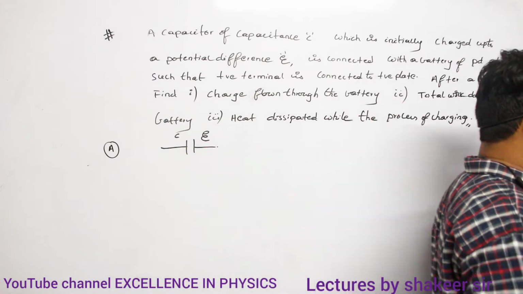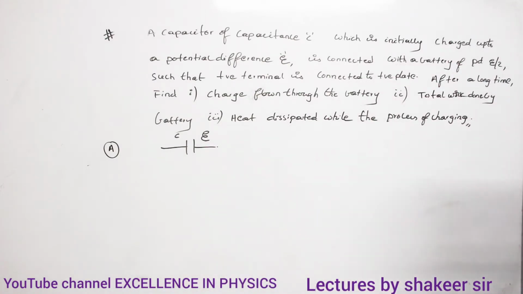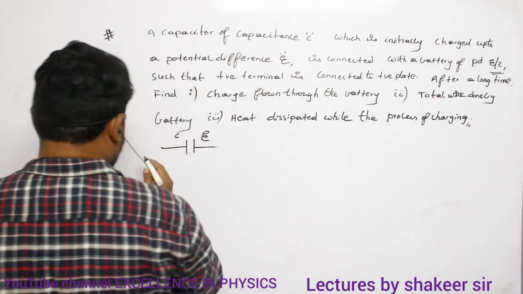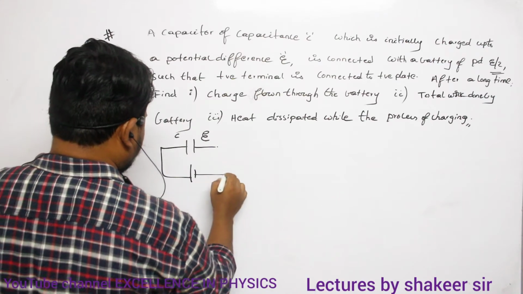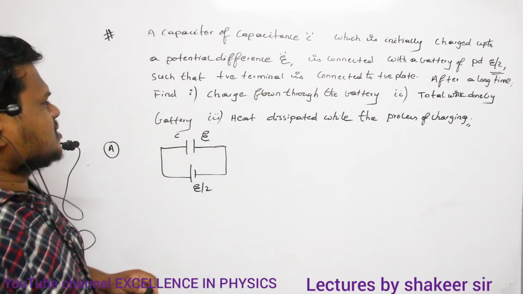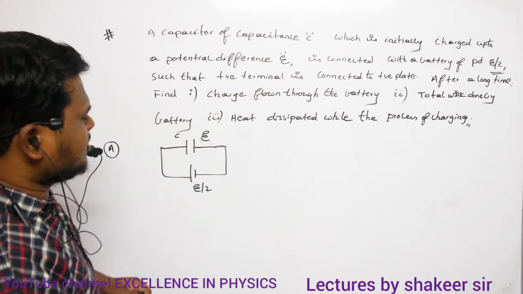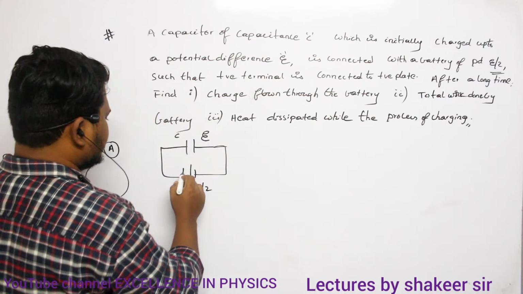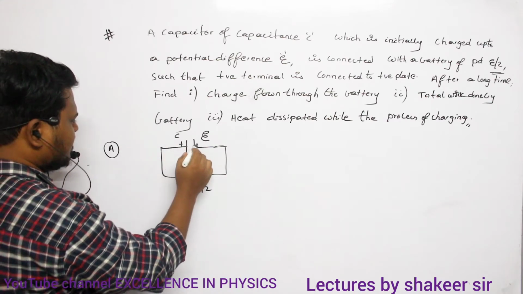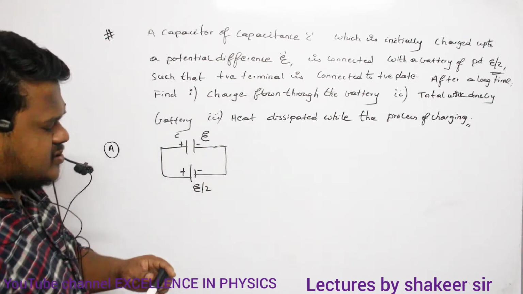Now what we are doing, this charged capacitor, we are connecting to a battery of potential difference E by 2. Clear? So the potential of the capacitor is already E. But we are connecting it to which battery? We are connecting it to a battery of only half the potential, that is E by 2. Such that the positive terminal is connected to the positive plate. This is the positive terminal of the battery. This is the negative terminal. So positive is connected to positive plate. Negative is connected to negative plate. This is what is happening.